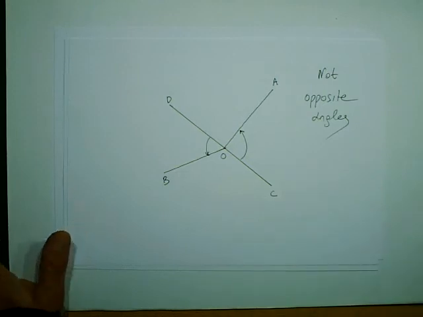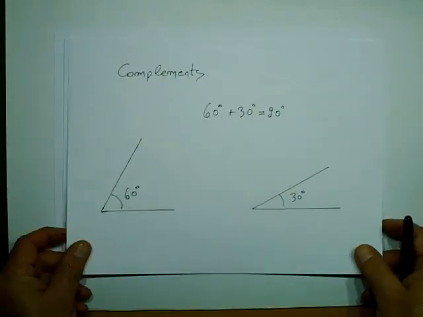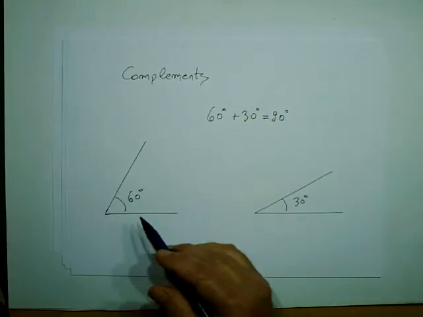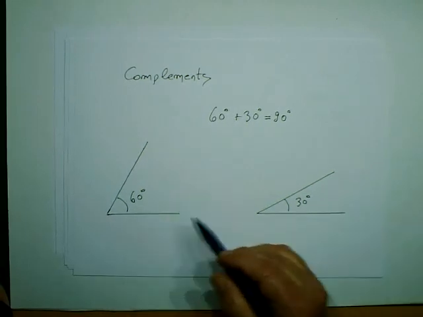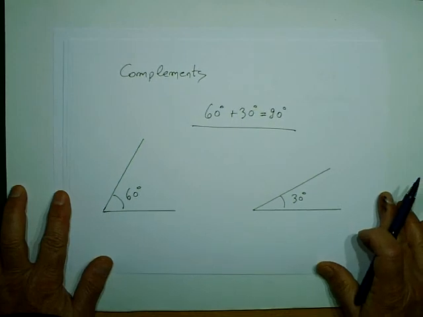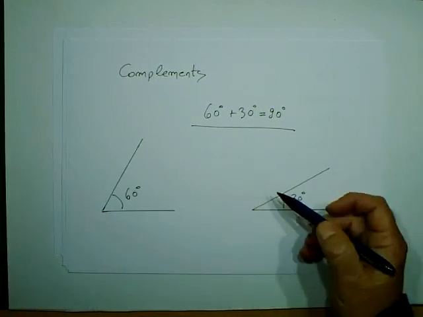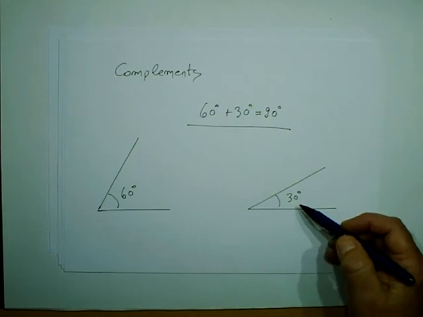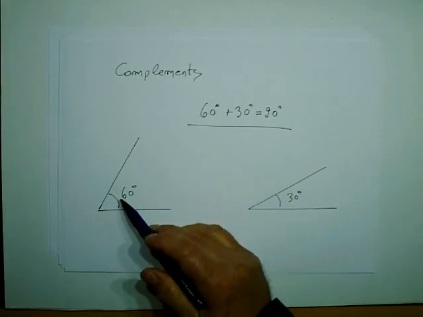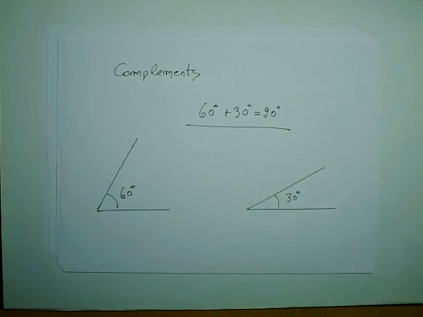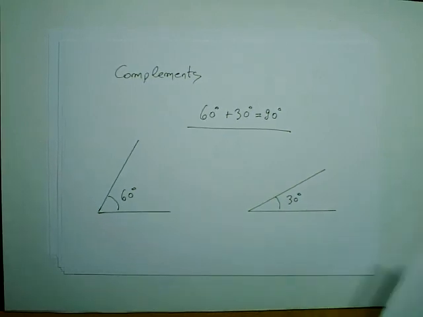Okay, finally we have the complements. We have two angles here, 60 and 30 degrees. If we add them, we get 90 degrees. These two angles are said to be complements. And we say that, for example, 60 degrees is the complement of 30 degrees, and vice versa.